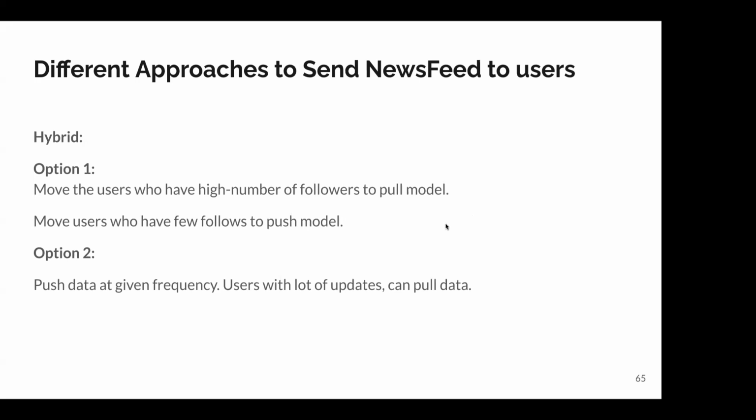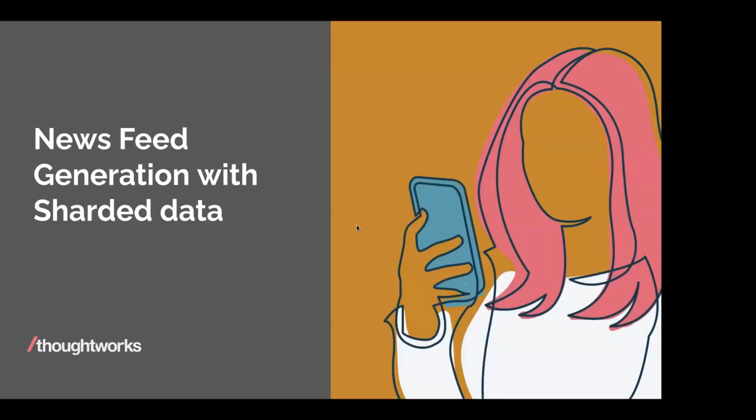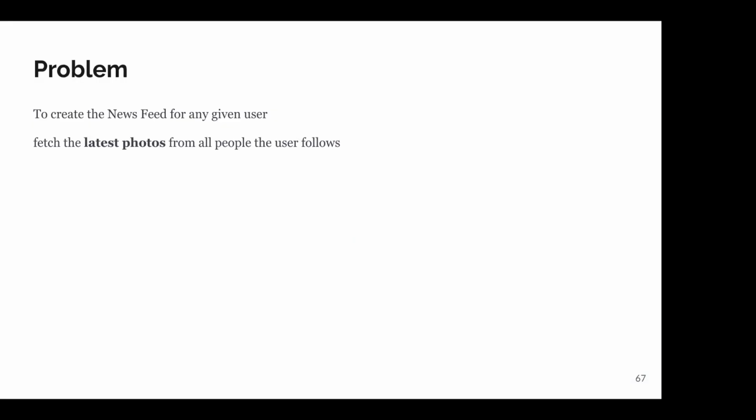Okay, that is one option. Option two is to give that push data at regular frequencies, and if the user has a lot of updates, they can pull data whenever they want. Okay, now something about how we do data sharding.